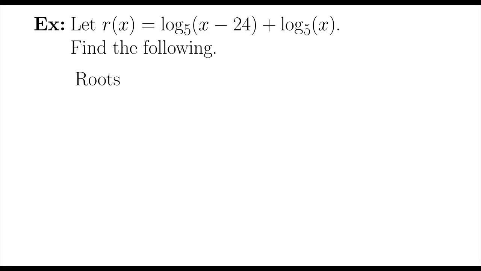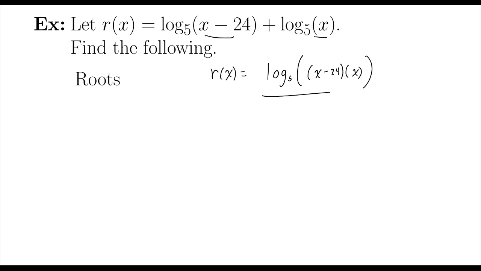Let's find the roots of the given logarithmic function. Okay, this one's a little tricky because, again, we have two logarithms that are added together. Now, since they have the same base, I can actually rewrite this as a product, x minus 24 times x. Right? That's one of the properties of logarithms. If you are adding two logs together, then you can multiply the two interiors in one single logarithm.